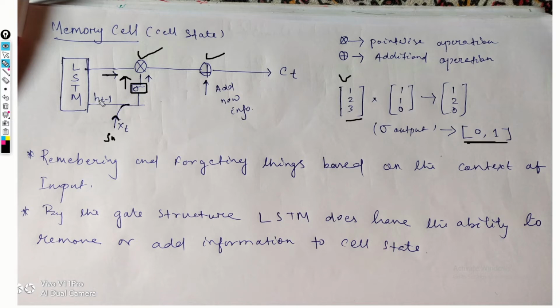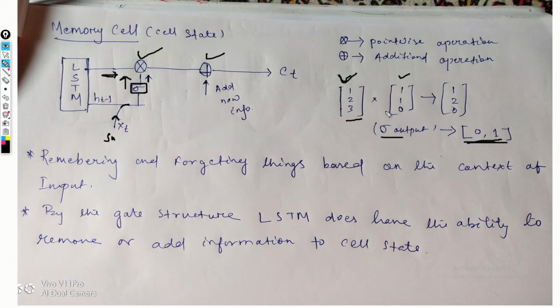After that it will be passed to the sigmoid function. So what is the sigmoid function output? The sigmoid function output would be 0 and 1, right? It will be multiplied here, the output coming from the sigmoid function and the input coming from the previous cell state. Supposedly this is the previous cell state, and this is the output coming from the sigmoid function.